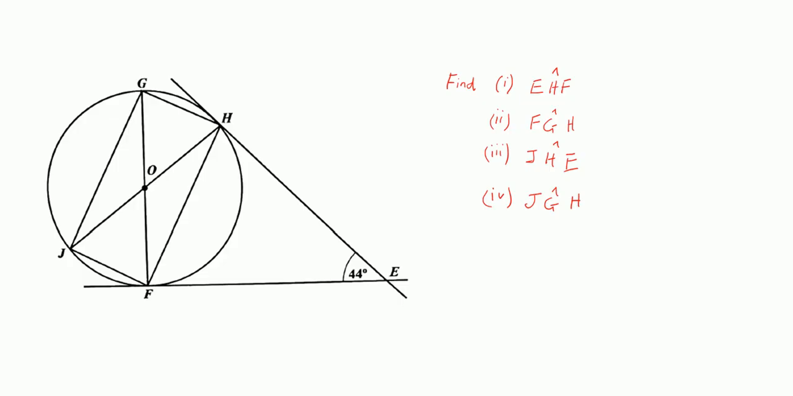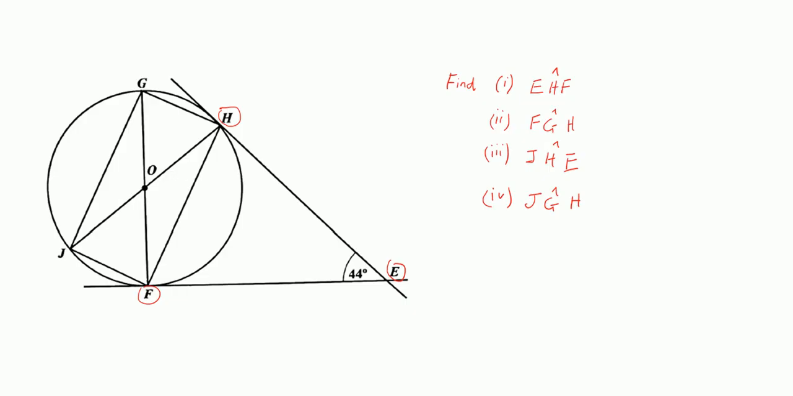So we have a circle, we have a tangent, which is HK. So HE is a tangent to the circle. FE is also a tangent to the circle, right? And we have straight lines GF and HJ.